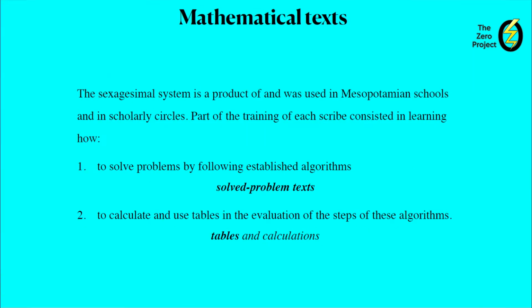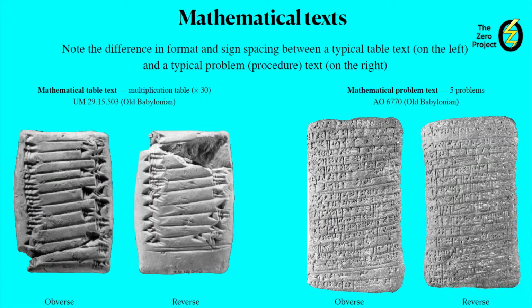There are two types of mathematical text that we'll be looking at that involve a sexagesimal system. They were written for and used in school and in scholarly circles, and part of the training of each scribe consisted in learning how to solve problems by following established algorithms, step-by-step solutions. I call them solved problem texts, and also when needed, texts to calculate and use tables in the evaluation of the arithmetic steps of the algorithms, and these were written down on tables and on little clay tablets that were just scribbled on for calculations. I'll be talking about tables and solved problem texts in what follows, and I just want to show you the physical difference between the two.